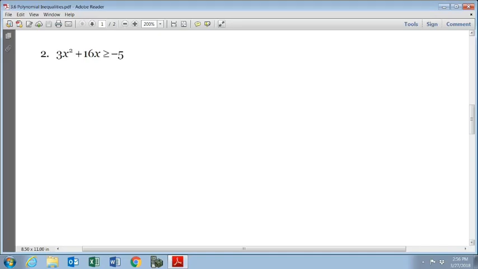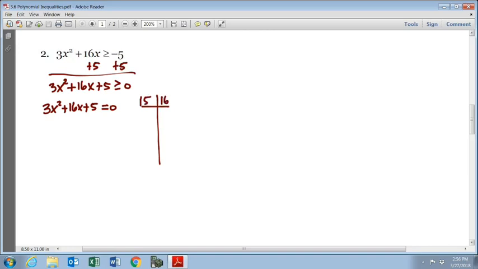So notice this time we don't have 0 on one side, so we need to take care of that first. We'll add 5 to both sides, and we'll get 3x squared plus 16x plus 5 is greater or equal to 0. So let's go ahead and look at the equal case to find our critical values, or our boundary points. So we need to use the AC method here. We need to find two numbers that multiply to 15 and add to 16. So that's going to be 1 and 15.